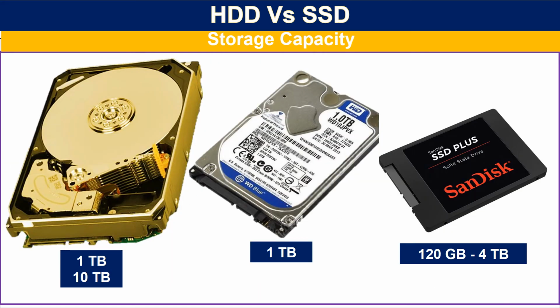Let us have a look at both drives in terms of storage capacity. Presently, 1 terabyte storage capacity is the most popular in hard disk drives for desktops and laptops. The 10 terabyte hard disk drives are also popular in desktops, while SSDs are available from 120 gigabytes to 1 terabyte for laptops and up to 4 terabytes for desktops. The SSDs are costlier than hard disk drives. The per gigabyte cost of SSDs is 3 to 4 times more than hard disk drives.